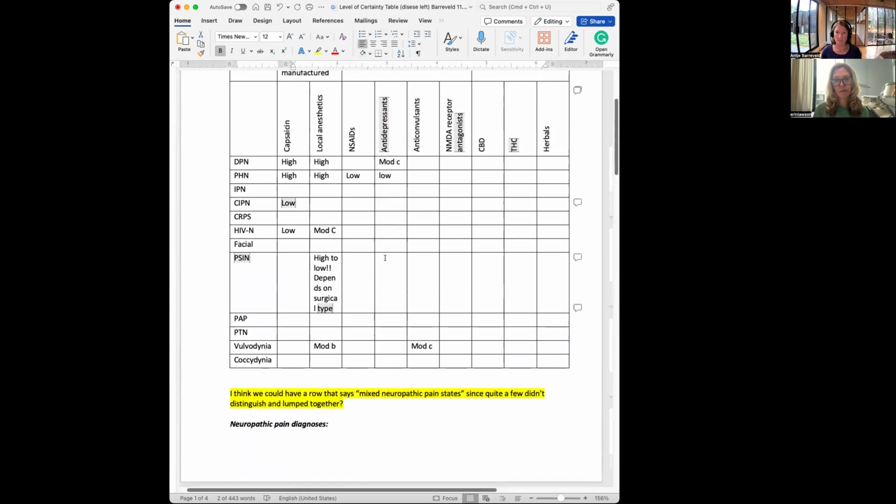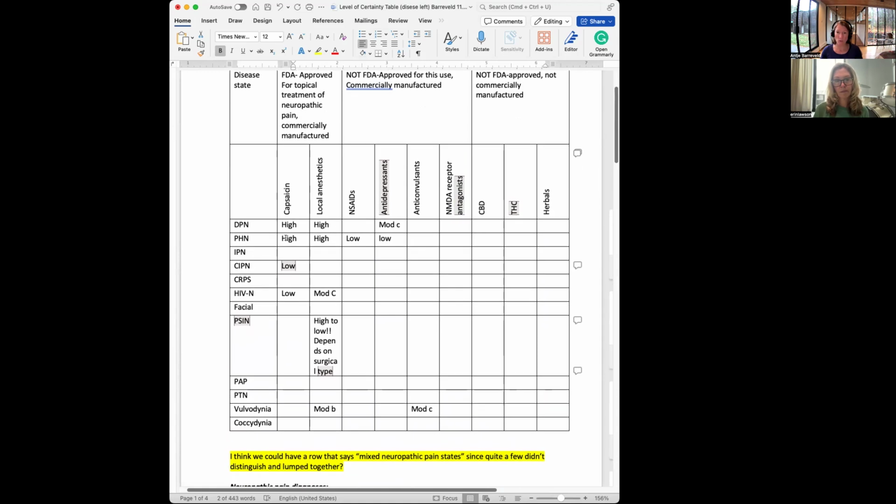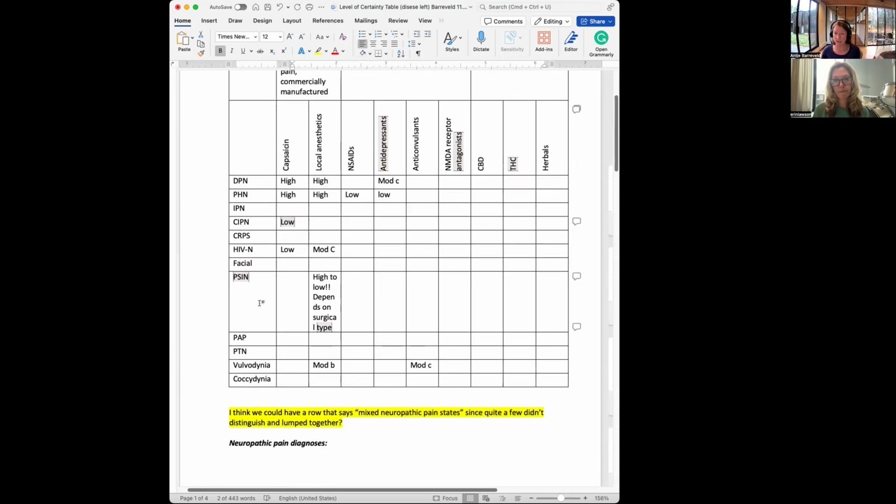So what I did is, we divided them into FDA approved categories, not FDA approved for this clinical use but clinically commercially manufactured, or not FDA approved, not commercially manufactured. Here are the disease states, and then here are the different drug categories. So for each one, I wrote high, and for moderate, I qualified with B or C for those disease states based on the evidence. And if I left it blank, that means there's insufficient evidence or absolutely no data. So that's what we're asking you to do.